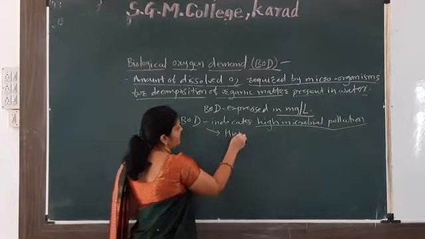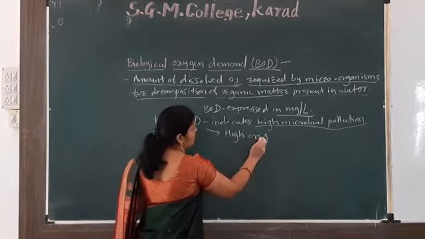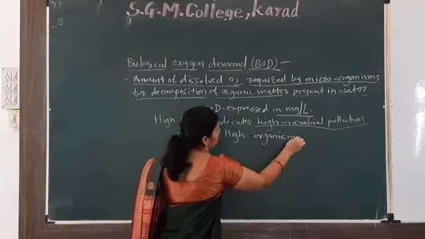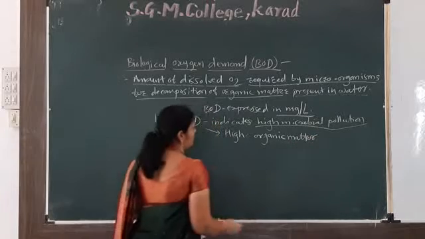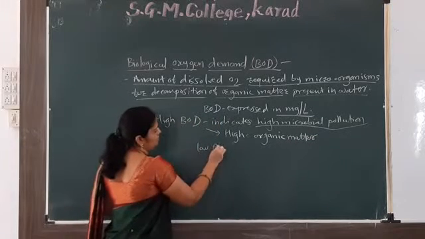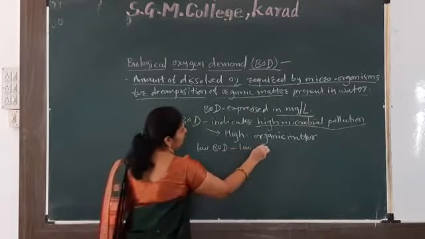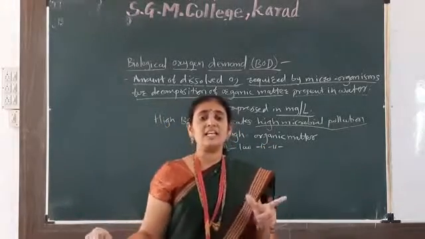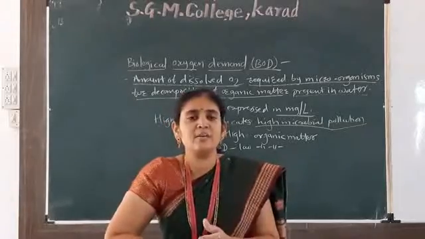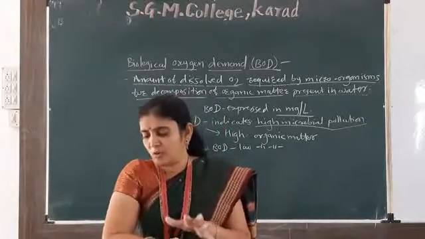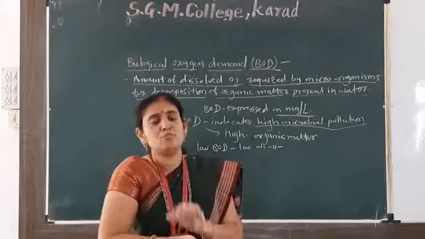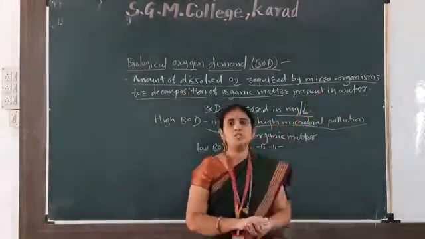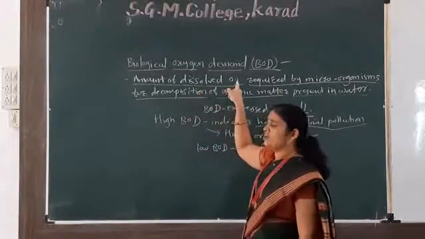We can also call it high organic matter. If low BOD, low organic matter. This is the proportion, or this is the relationship between BOD and the organic matter present in water. So now you can see the microorganisms which are growing in water. Those microorganisms are using the dissolved oxygen.